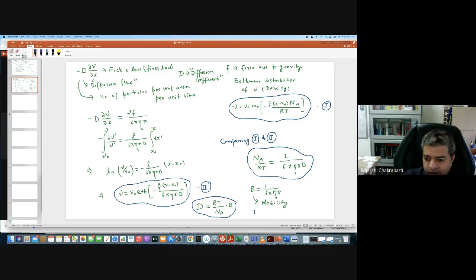So this is a relation between the diffusion constant and your mobility. But you know what this is? D is nothing but kB T into B, isn't it? Or D is kB T by 6 pi eta R. Is this fine? And this relation has a name. This is called the Stokes-Einstein relation. And this is maintained most of the time.